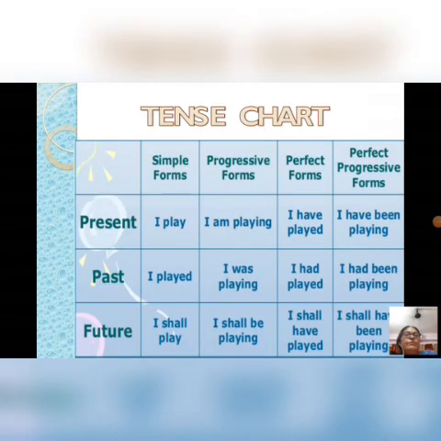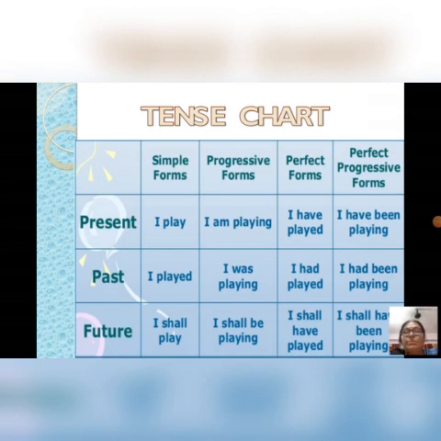Now we will summarize here the tense chart. Now see, in all these 12 tenses, I use the verb play in a sentence. In simple present, we will write I play. Continuous or progressive tense, meaning present continuous, I am playing. Present perfect, I have played. Present perfect continuous or progressive tense, I have been playing.